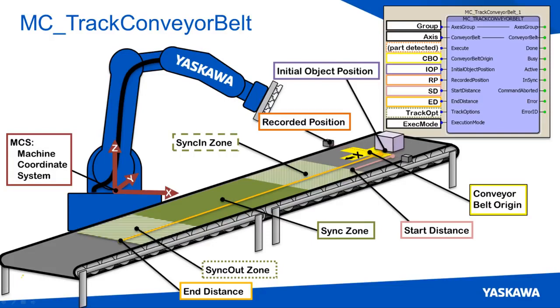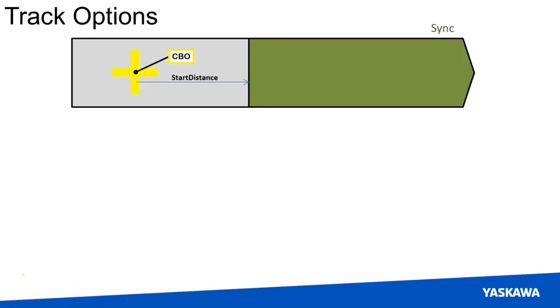The sensor does not need any sort of special latch. Once you set your latch and you detect that position, the latching function will give you the recorded position that you can enter here. All right, so let's talk about these track options. And again, the track options define our synchronization zones, our sync in and our sync out zone. For purposes of this discussion, we're mostly going to talk about the sync in zone.